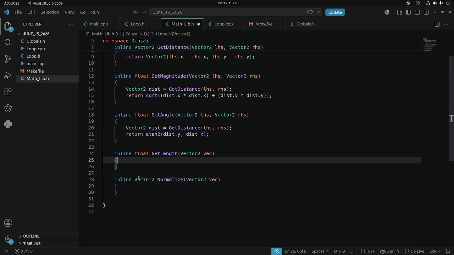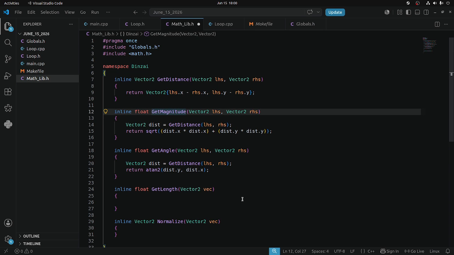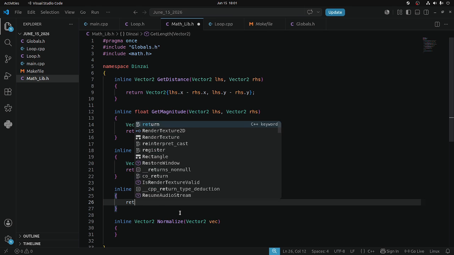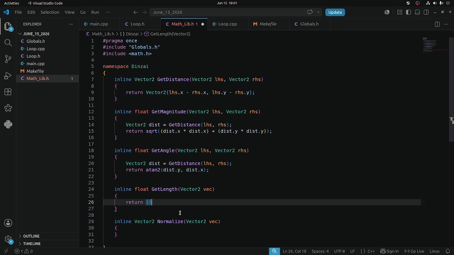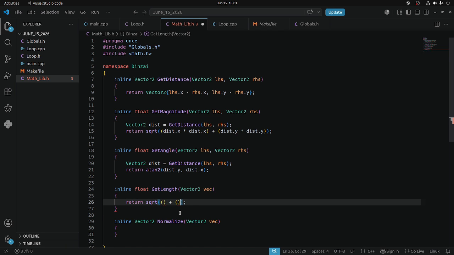And moving along, getting our length. So grabbing the length of a vector. Well, it's basically the magnitude, except we don't have a dx and a dy. So what I'm going to do is I'm going to return, and in here, go like this, and we know we're going to take the square root of what's going on here, and this is just itself. So multiplying its own x and its own y's together. This is the vector length.